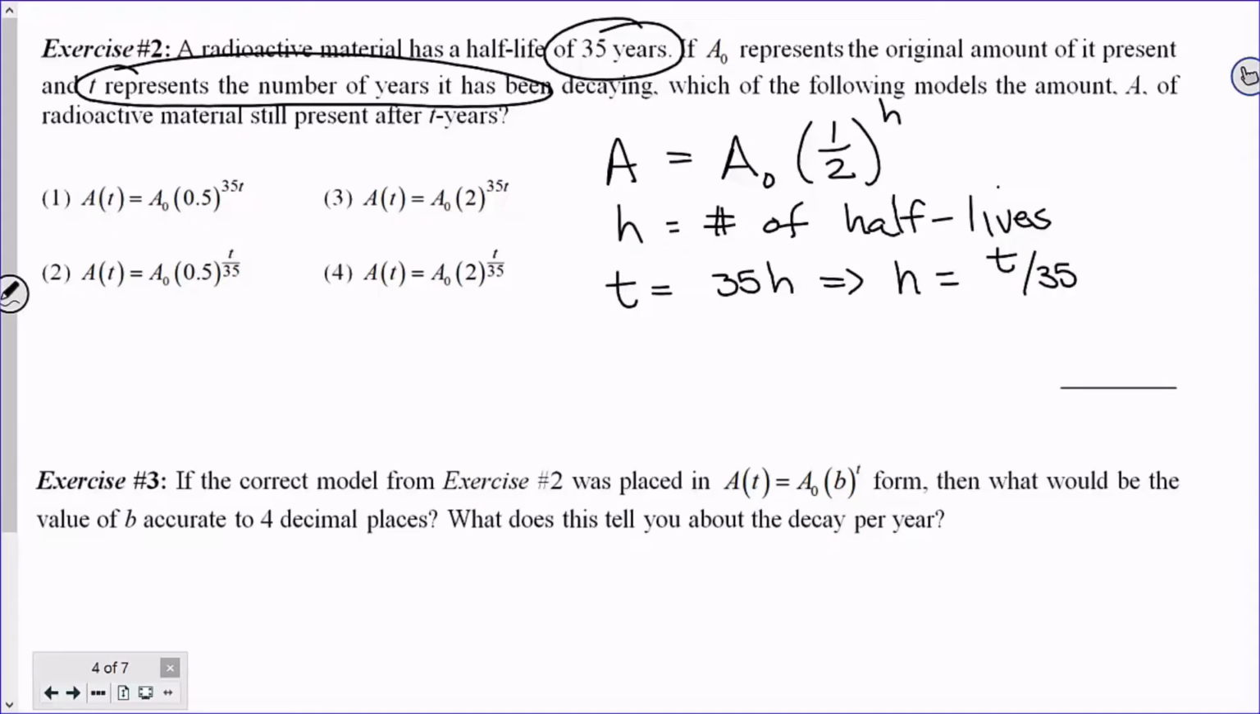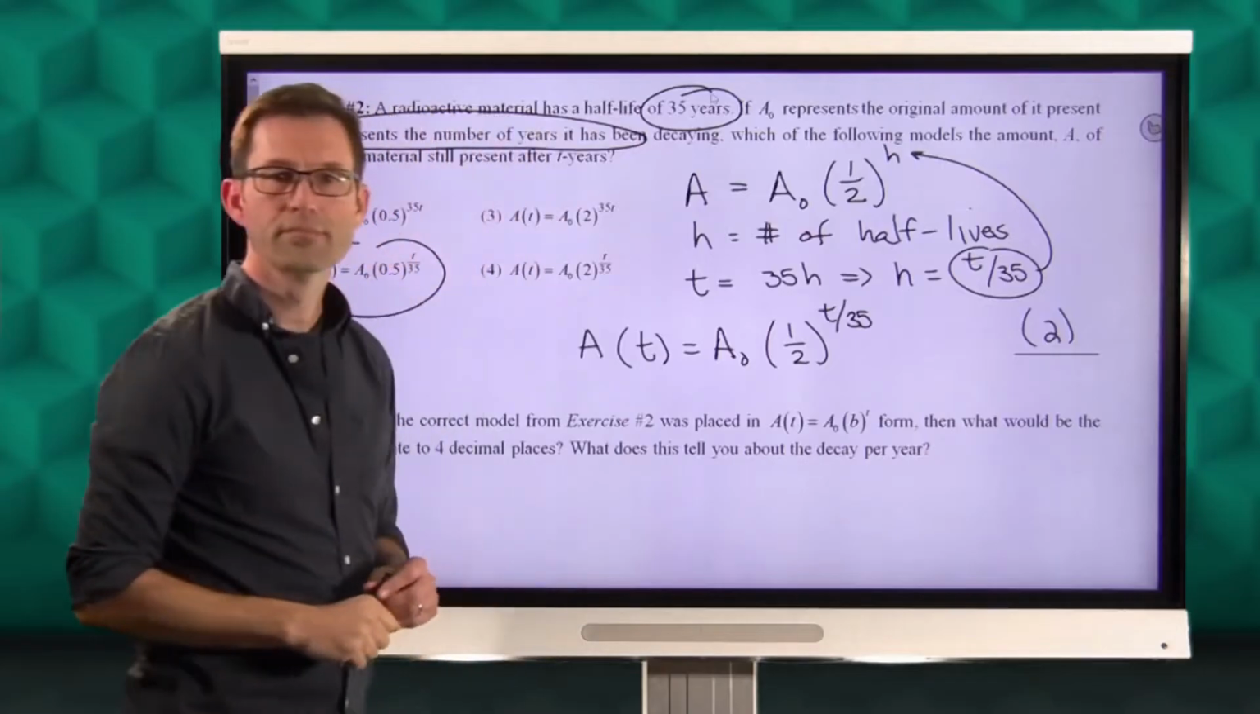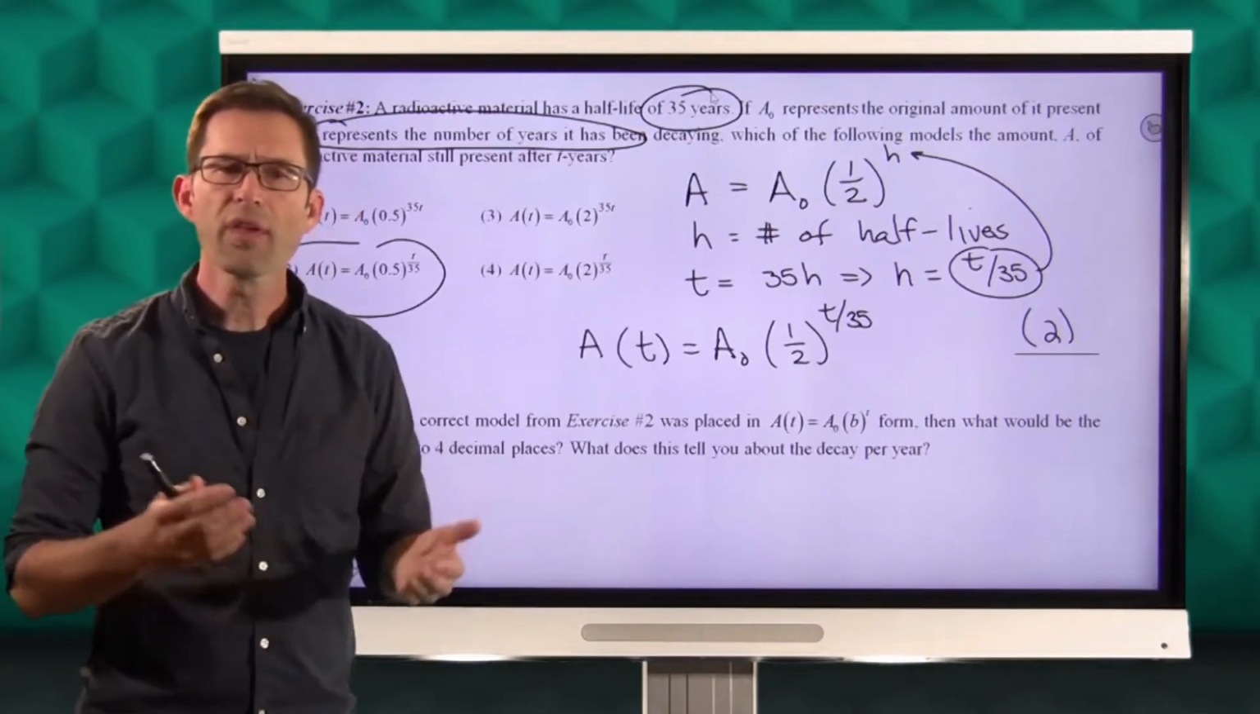So, just like before, I could divide both sides by 35 and say that the number of half-lives is t divided by 35. Now, I can take this and plug it into my function and get the amount of radioactive material present as a function of the number of years is the original amount, which we don't know, times 1/2 to the t divided by 35. And that ends up being choice 2. Pretty easy.